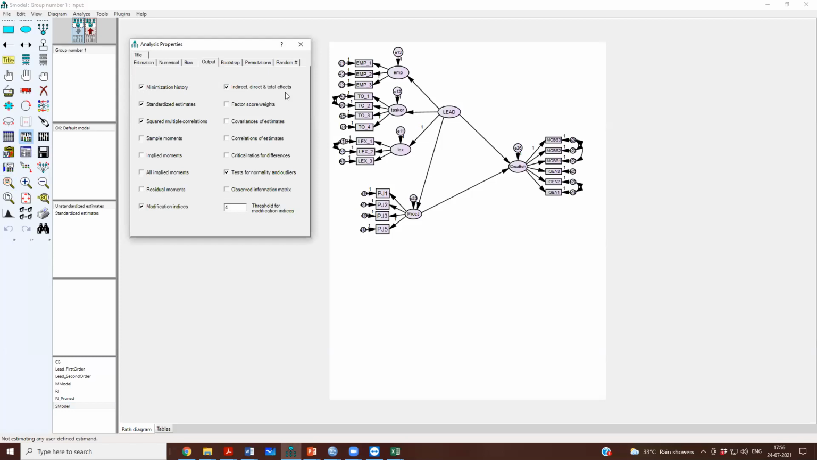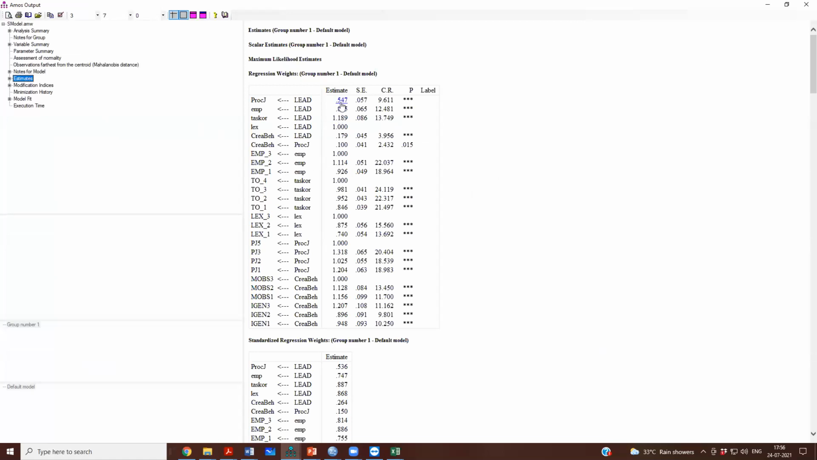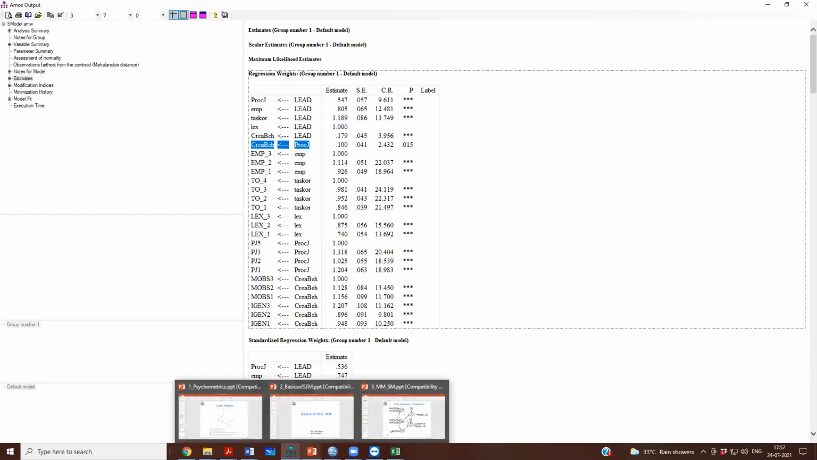So indirect effect is very simple. It is just going to be A into B of the solution. So what is the estimate? If we were to report our solution, A is equal to 0.547 and the standard error of A is 0.057, right? This is reported here. This is the estimate and standard error. Then what is B? B is procedural justice to creativity. So B, the unstandardized coefficient, is 0.100 and the standard error of this is 0.041, right?